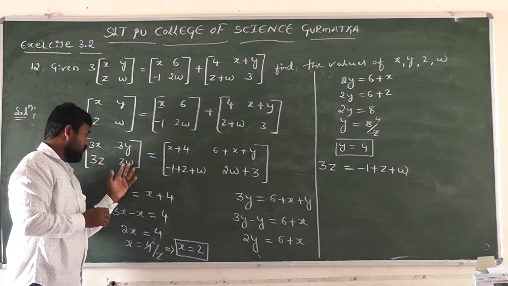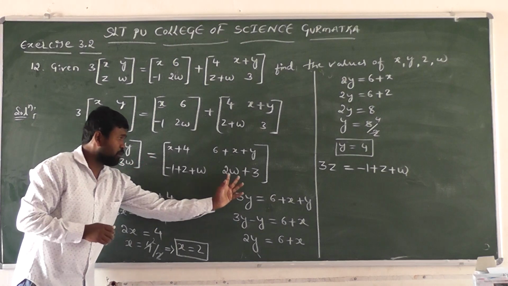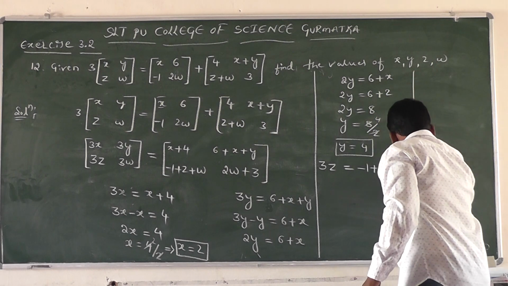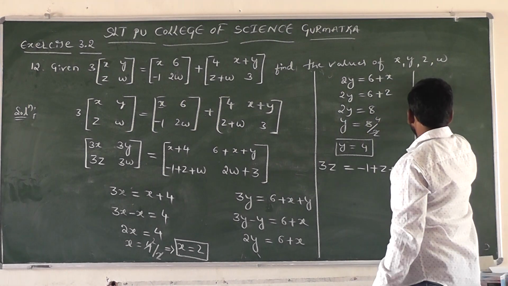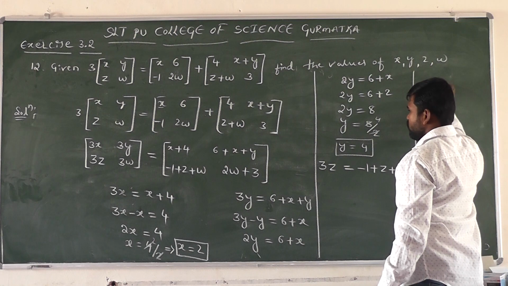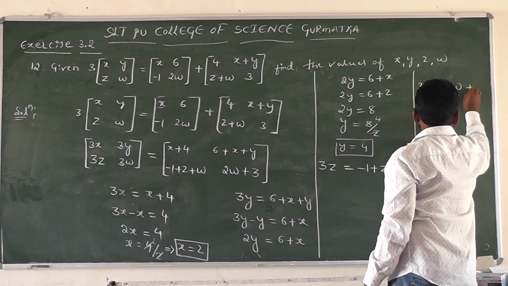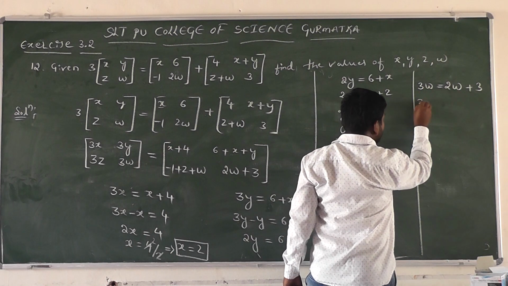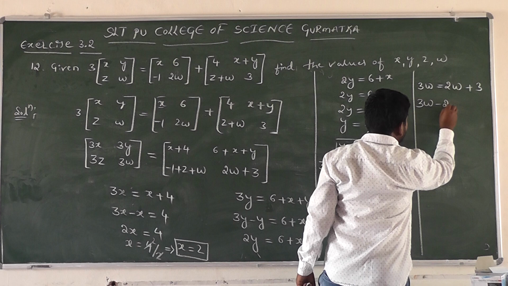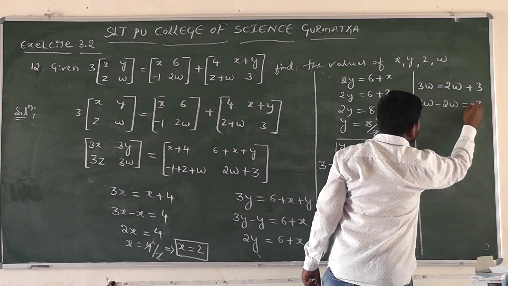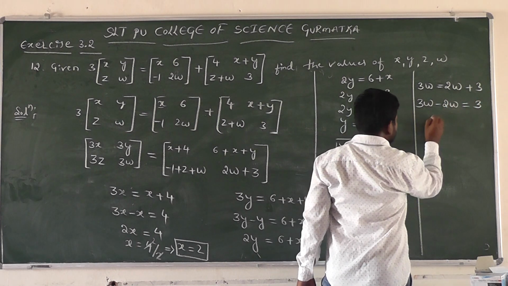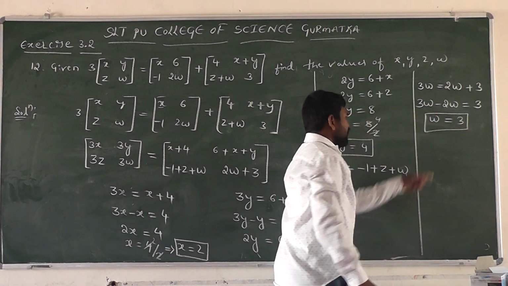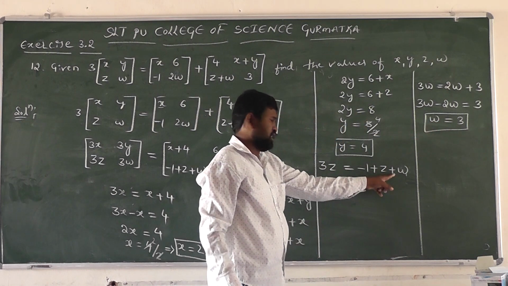Then 3w is equal to the corresponding element of the second matrix, 2w plus 3, right? 3w is equal to 2w plus 3. Here the w value comes directly. Then plus 2w we have to move to that side. What happens here? 3w minus 2w is equal to 3, right? W is equal to 3. This w is equal to 3, we have to substitute in that equation, right?